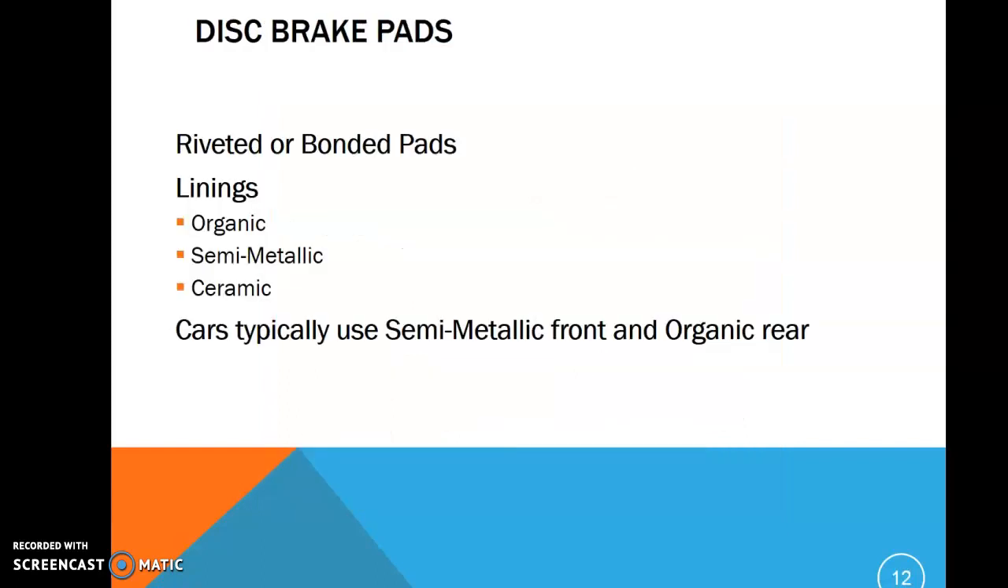So disc brake pads, they can be riveted or bonded, meaning the pad will be riveted to the frame, they look like little rivets, or they're bonded, meaning glued. And then the linings can be made out of organic, semi-metallic, or ceramic. Typically organic is your cheaper pads. They create a lot of dust. Semi-metallic is the most common. They're really good for towing and whatnot. And then of course ceramic, typically racing applications.